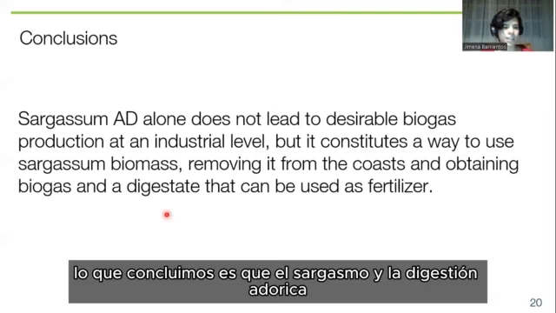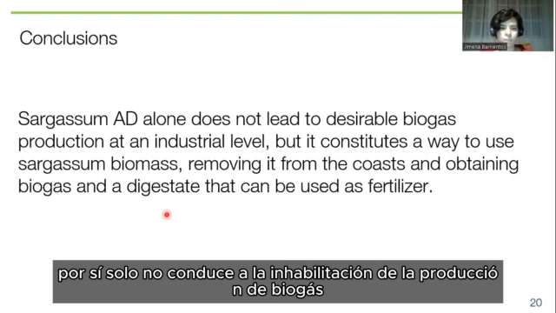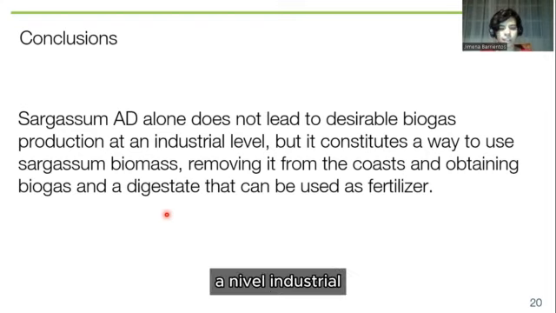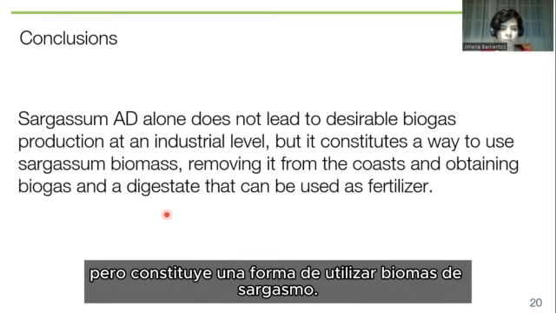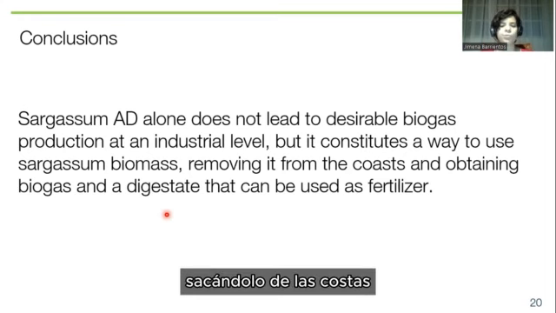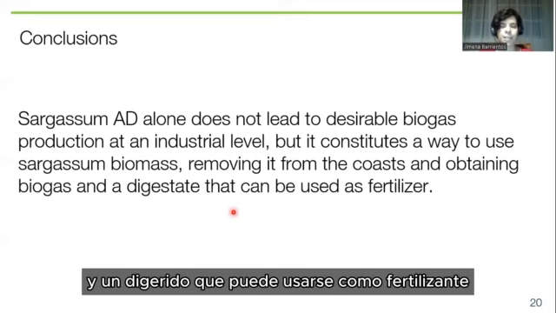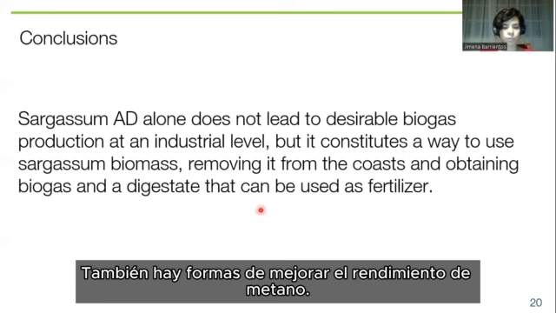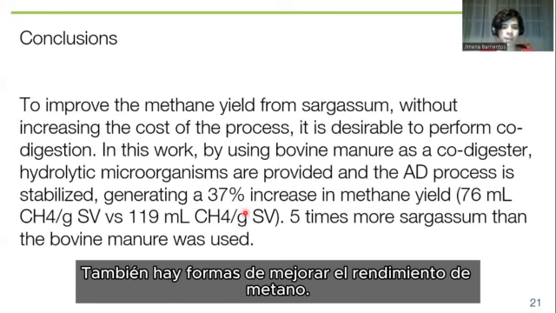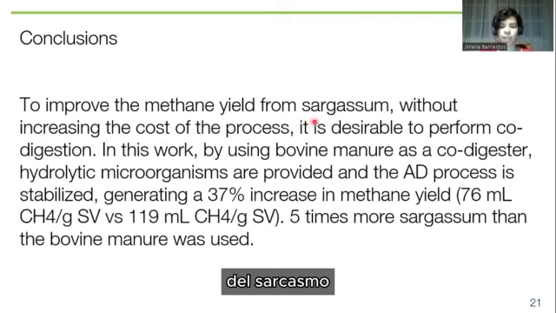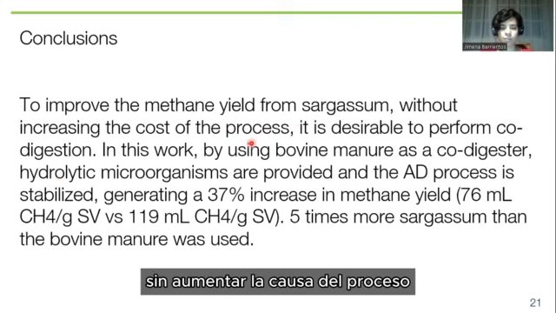What we conclude is that sargassum anaerobic digestion alone does not lead to the desirable biogas production at an industrial level, but it constitutes a way to use sargassum biomass, removing it from the coasts and obtaining biogas and a digestate that can be used as fertilizer. There are also ways to improve the methane yield from sargassum without increasing the cost of the process.